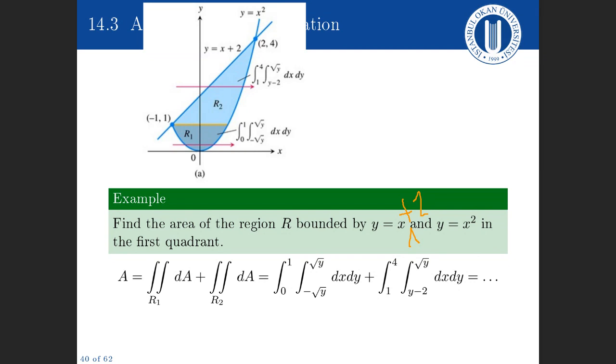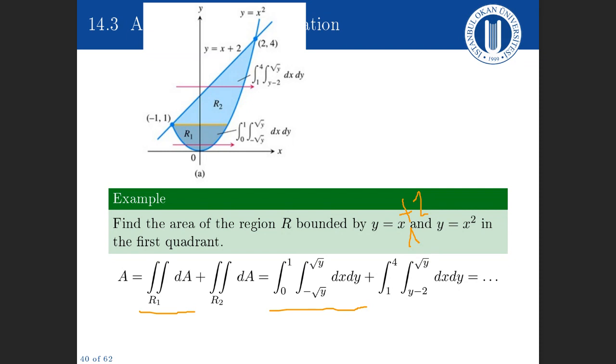So we could do this by doing dx dy. But if we did that, we'd have to split this up into two regions, the region R1 and the region R2. First, looking at the region R1, y must be between 0 and 1. X must be between minus root y and root y.